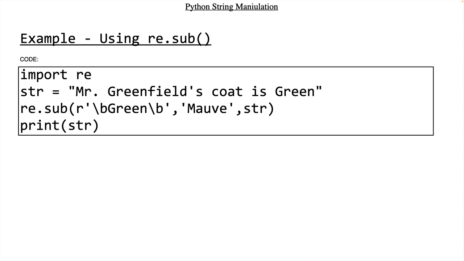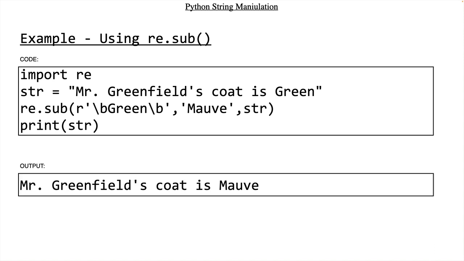So if we were to execute this little segment of code, we would get Mr. Greenfield's coat is mauve. If we did not have the word boundaries, it would have changed this to Mr. Mauvefield's coat is mauve, which is obviously not what we would want to happen. So we put the word boundaries around the word green, so it only replaces the word green.